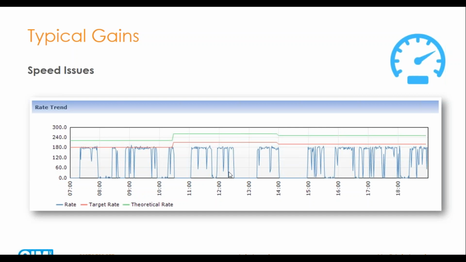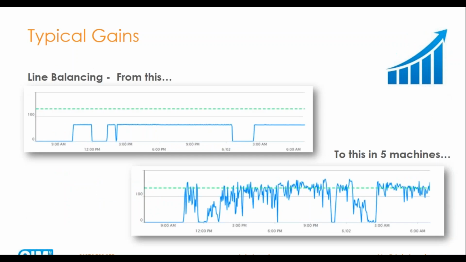And again, if we're running a manual system, it's very hard to pick that up because during these times here, for example, between 11 and 12, the perception will be that the line is running. It's very hard to determine the difference between 180 and 220 units per minute just with the naked eye. So that's a very easy win that you can get from that.